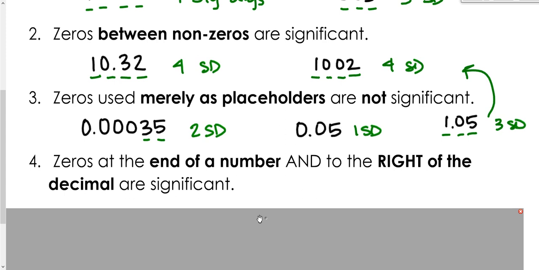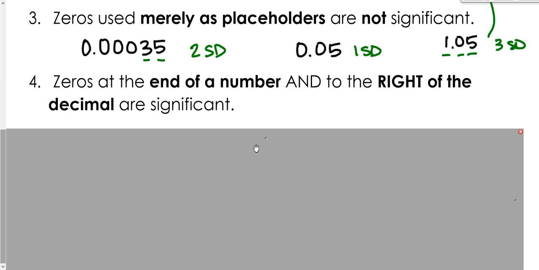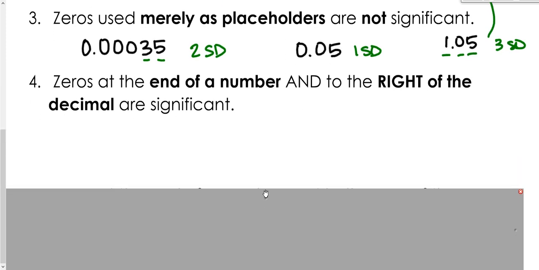All right, so the next rule is zeros at the end of a number and to the right of a decimal are significant. So let's make sure we understand what that is. At the end of a number means all the way to the right. But it's also, and it's got to be both, to the right of a decimal. So something like 5.70. So this 0 right here, this 0 I'm going to do in green, is at the end. It's all the way to the right of the number, but it's also to the right of this decimal. So this one would have 3 sig digs.